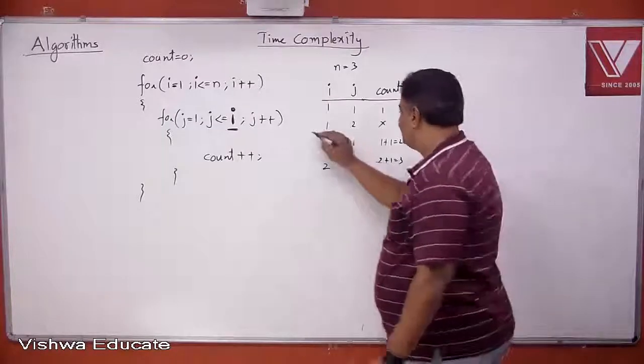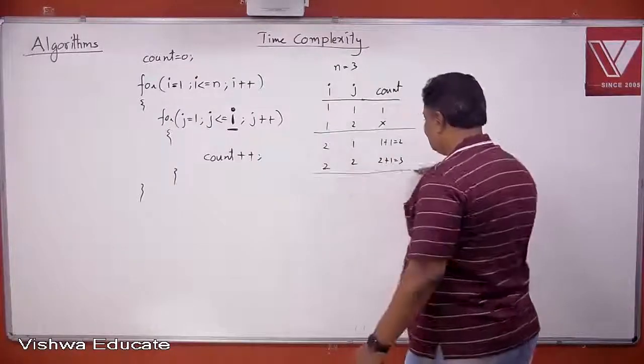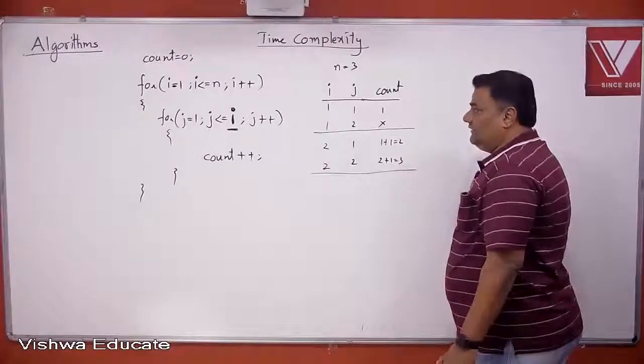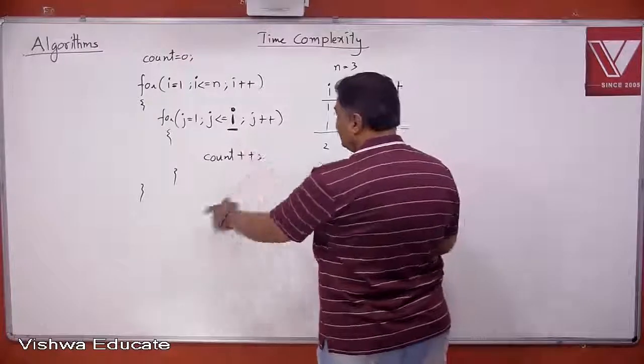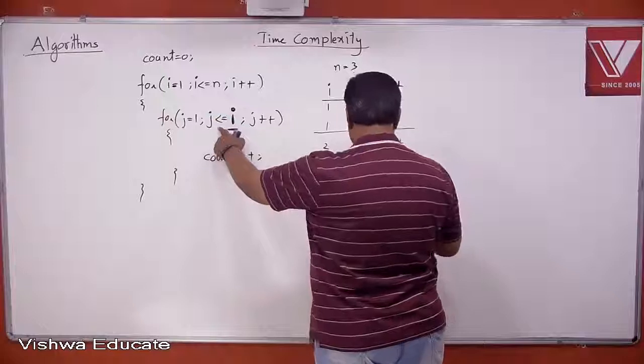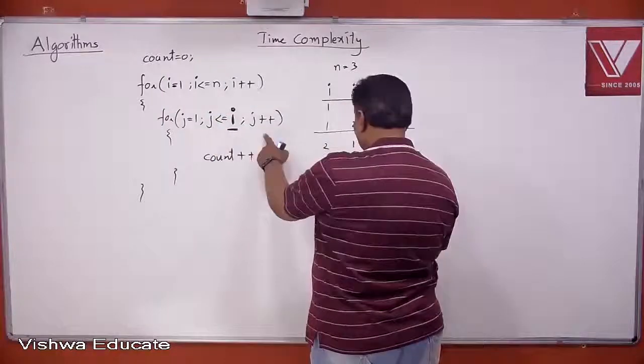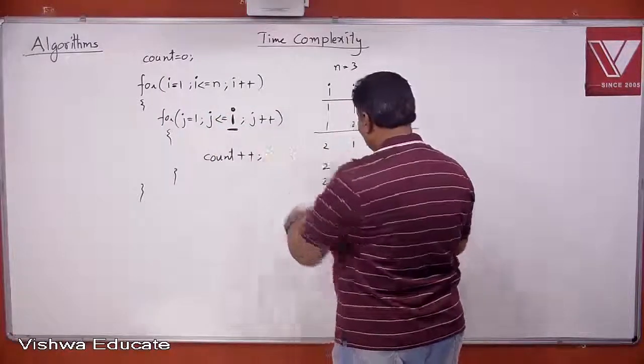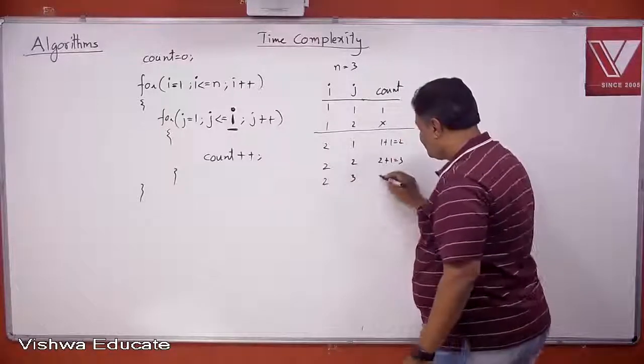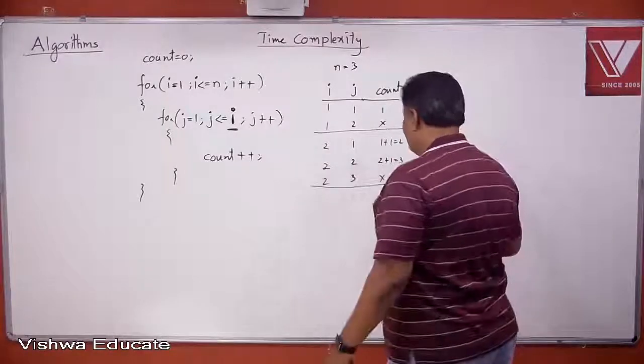Alright. So this is part 1 and this is another. Next, again it goes up, and j becomes what? Sorry. J becomes 3. So here it is 2. So 3 is not less than or equal to 2, so nothing will happen. So this is the end.